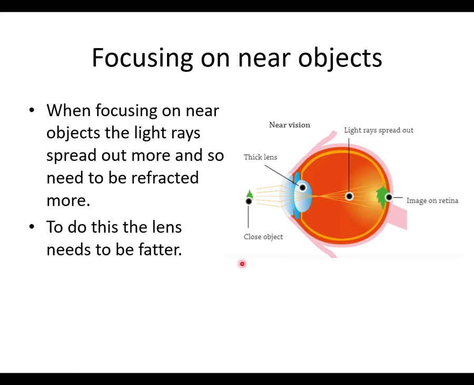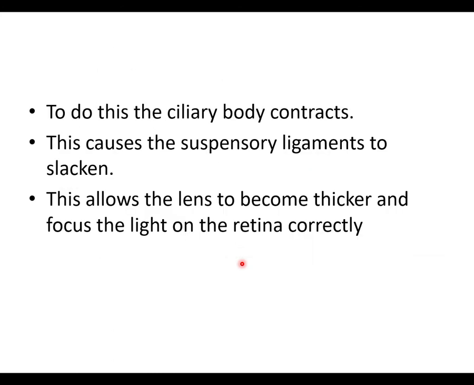So how do we allow our lens to be as fat as possible? Well, that's all to do with the ciliary muscles. So the ciliary body contracts. Muscles always get shorter, and so when a round muscle gets shorter, the circle of muscle gets smaller. That puts less pressure on the suspensory ligaments that are holding the lens, so they slacken, and that allows the lens to naturally bulge out and become a sphere.